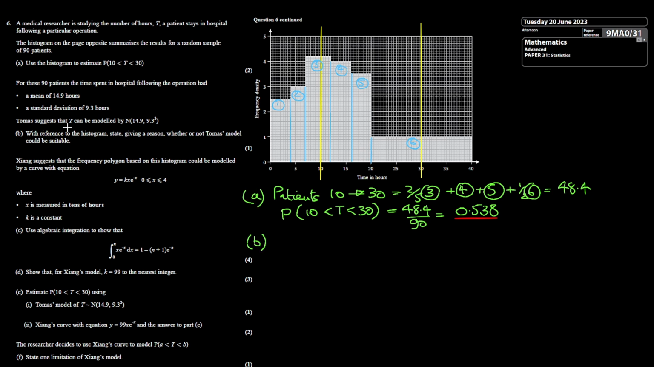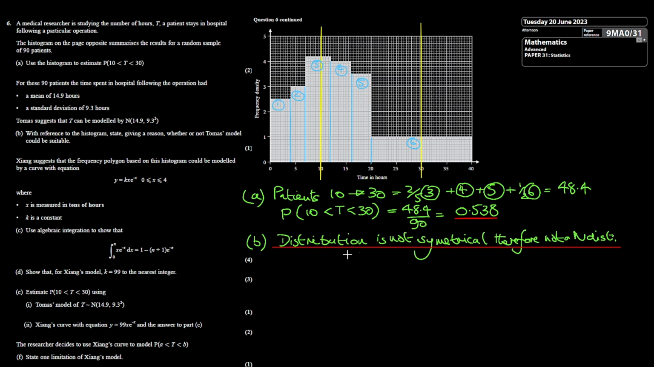So in part B, Thomas now suggests that T can be modelled, this distribution in other words, by a normal distribution. Well, just look at the shape of the histogram. This is nowhere near like a bell curve. So no, we can reject that suggestion straight away. So there it is written out. The distribution is not symmetrical and therefore not a normal distribution. And that will get you that 1 mark.